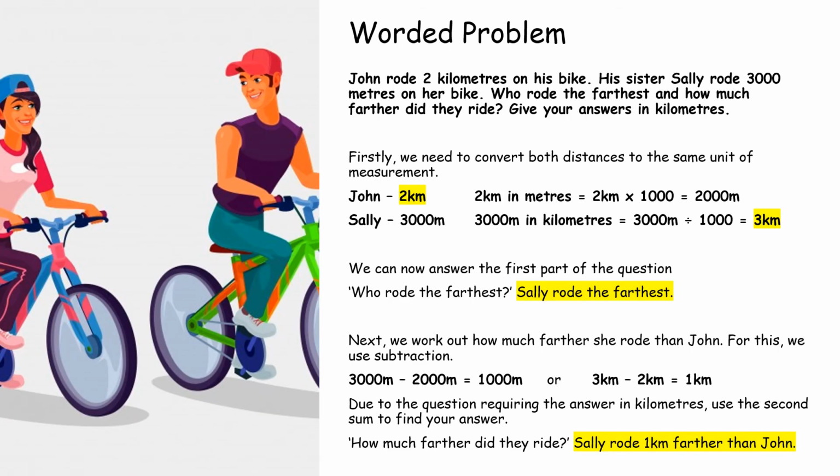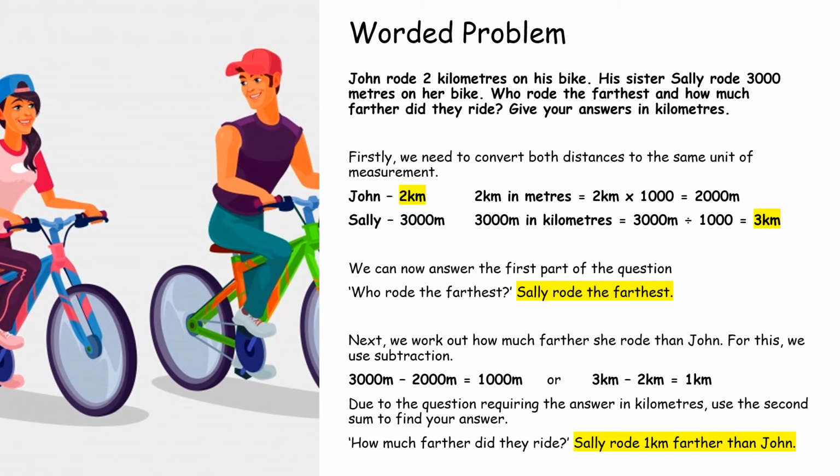Lastly, we have an example here of a worded problem. So first of all, I'm going to read out the question and then I'm going to go over how to find the answer. So the question says, John rode 2 kilometres on his bike. His sister Sally rode 3,000 metres on her bike. Who rode the farthest and how much farther did they ride? Give your answers in kilometres.